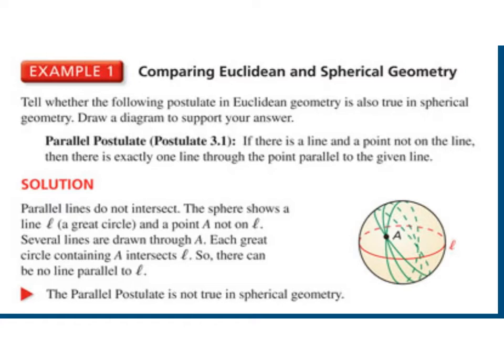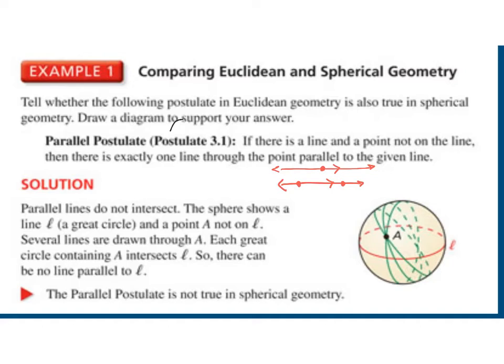I don't know if you guys remember this from chapter 2, but let me make a drawing here. If you have a line made up of 2 points, right? And then one point that's not on the line, there's exactly one line that can go through that point that will be parallel to the given line. Parallel lines do not intersect.